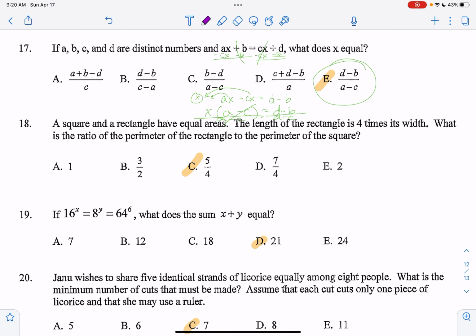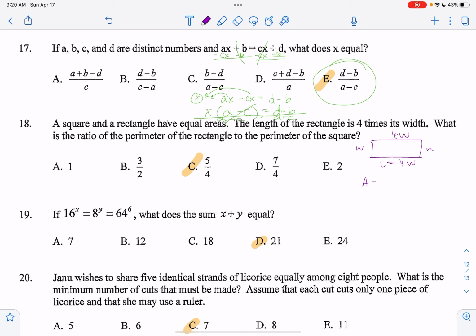Next one, number 18. A square and a rectangle have equal areas. The length of the rectangle is 4 times its width. What's the ratio of the perimeter of the rectangle to the perimeter of the square? First, you want to draw the shapes. The length of the rectangle is 4 times its width, so the width is w. The length will be 4 times w.